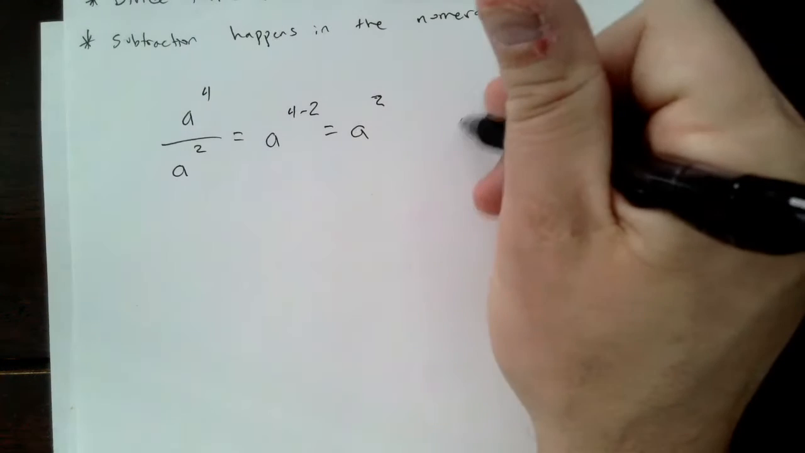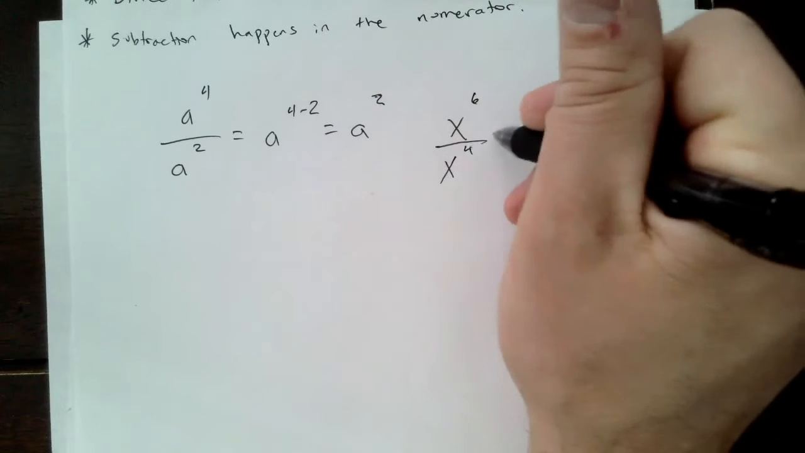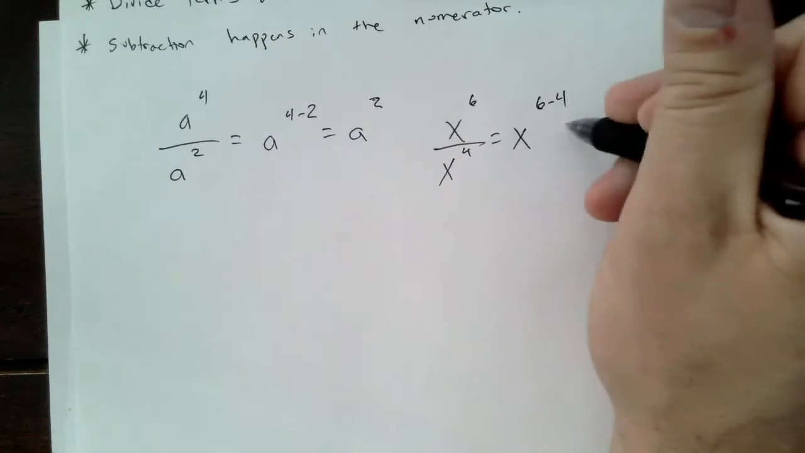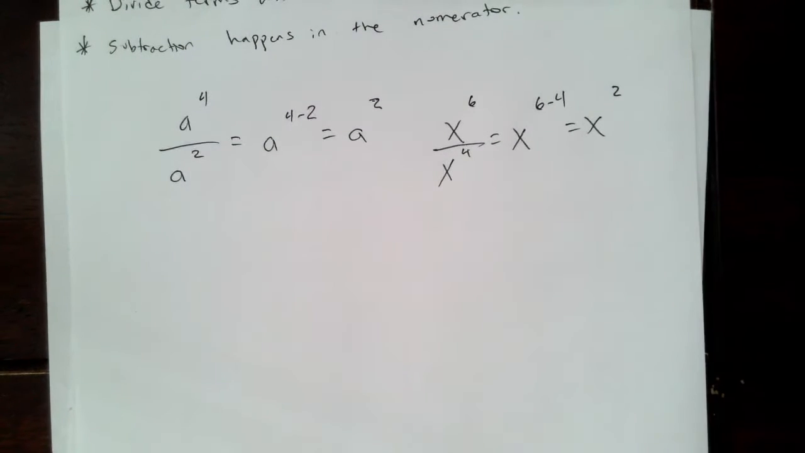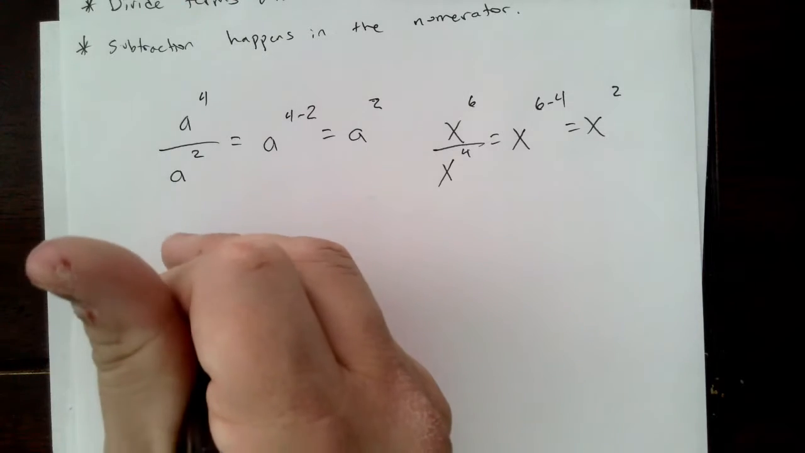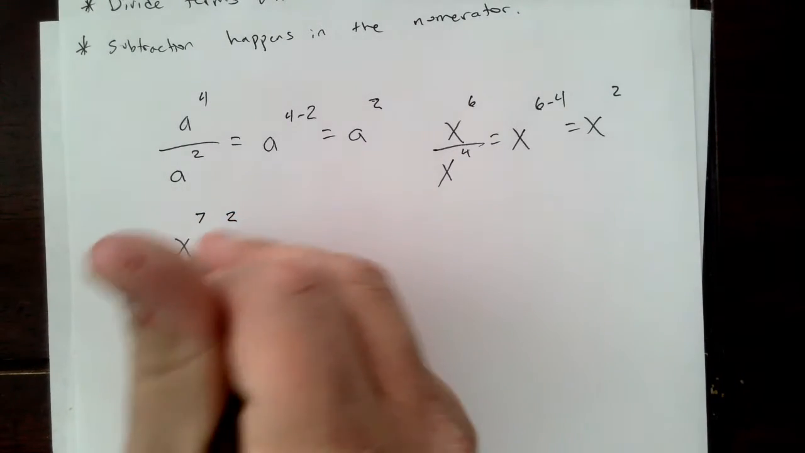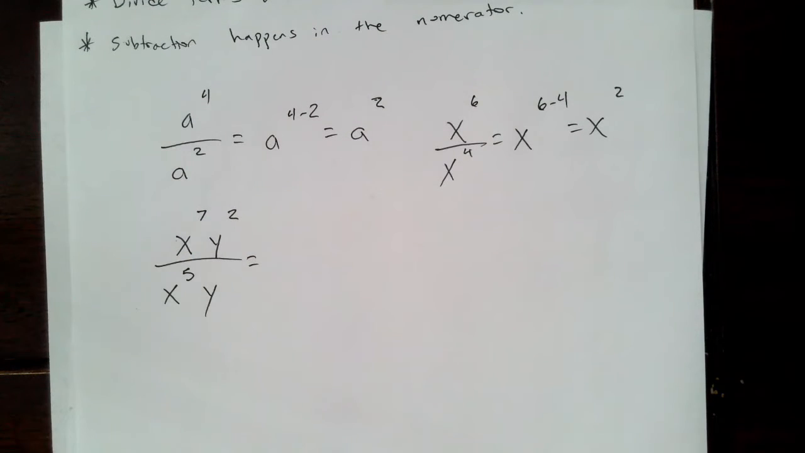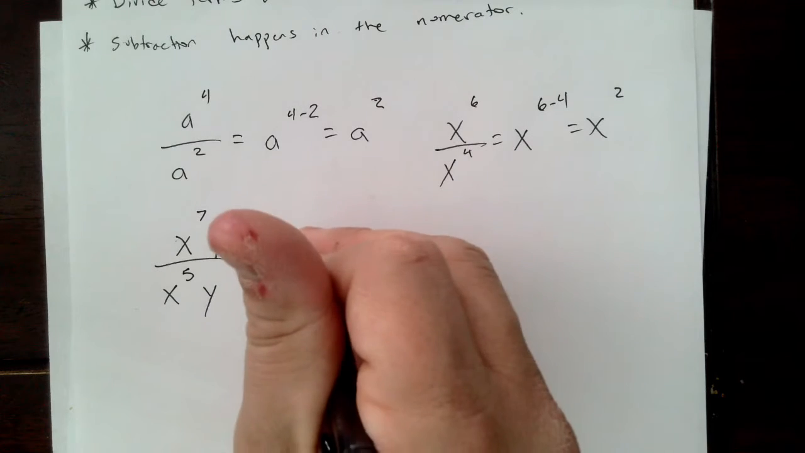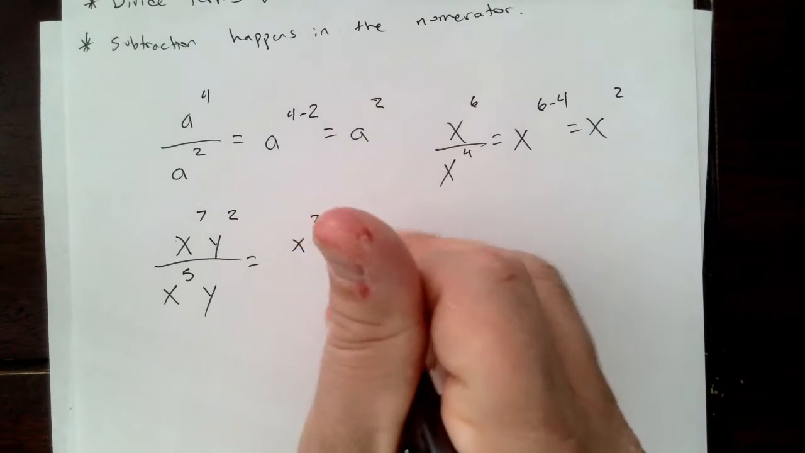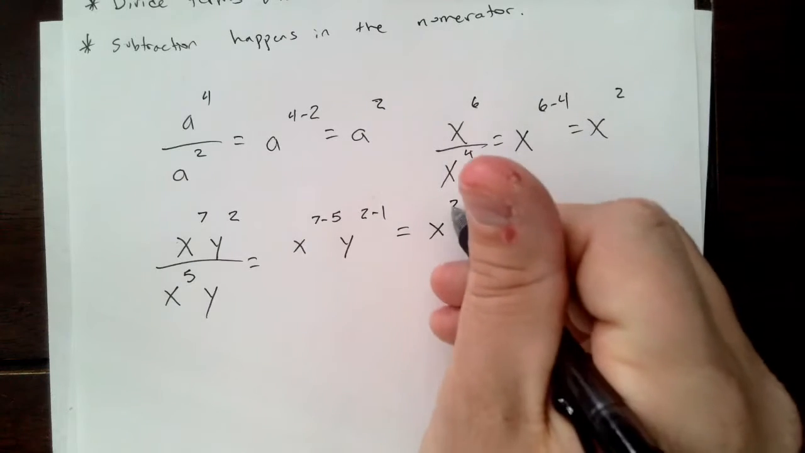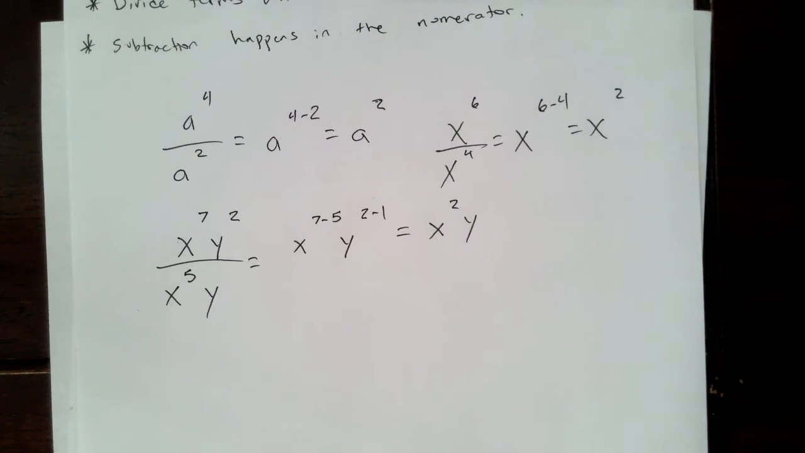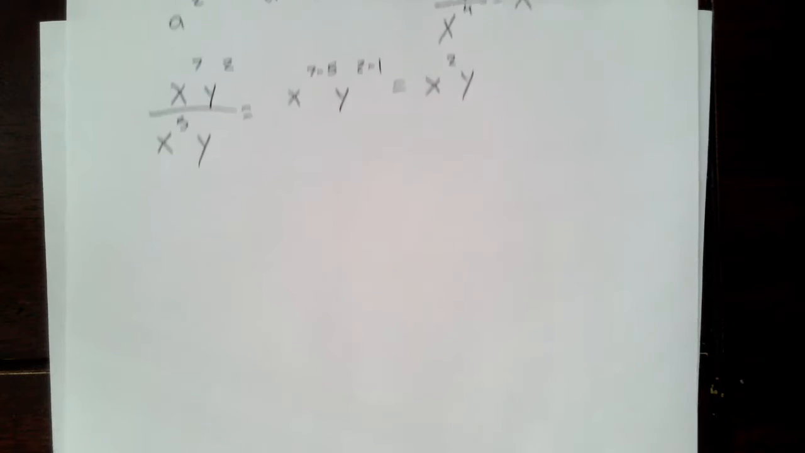Likewise, if I have x to the 6th over x to the 4th, it becomes x to the 6th minus 4, or x squared. Okay, so a little bit harder one may be like x to the 7th y squared over x to the 5th y. When we subtract them, we only subtract things that have like bases. So we get x to the 7th minus 5, y to the 2 minus 1, or just x squared y would be our solution there. Okay, so when we divide exponents, we now are going to subtract them.